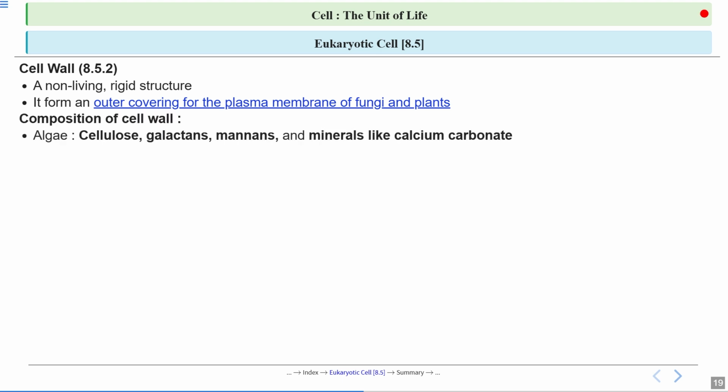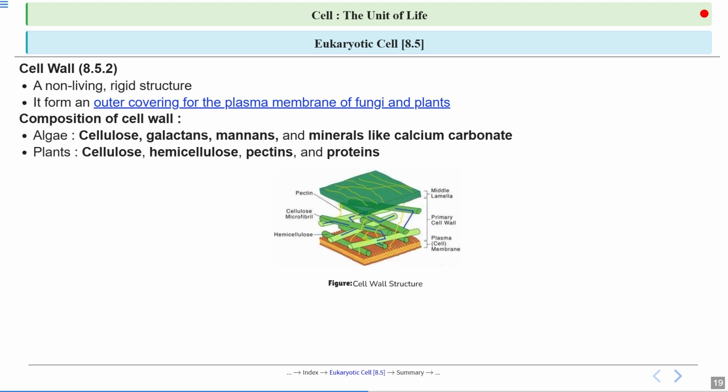What is the composition of the cell wall? In algae, the cell wall is made up of cellulose, galactans, mannans, and minerals like calcium carbonate. In plants, it is majorly made up of cellulose. In addition to cellulose, hemicellulose, pectins, and proteins are also present.